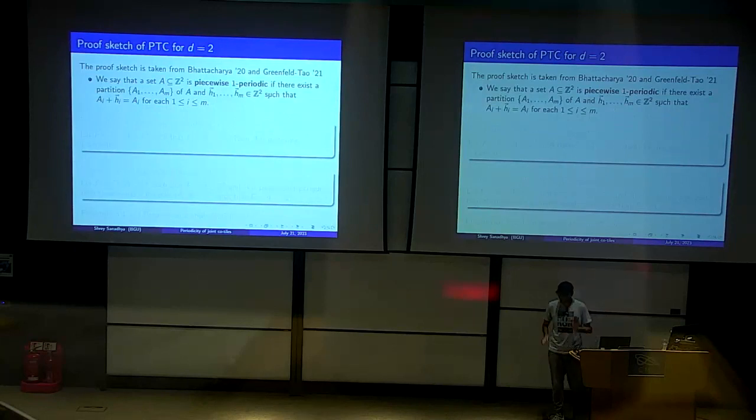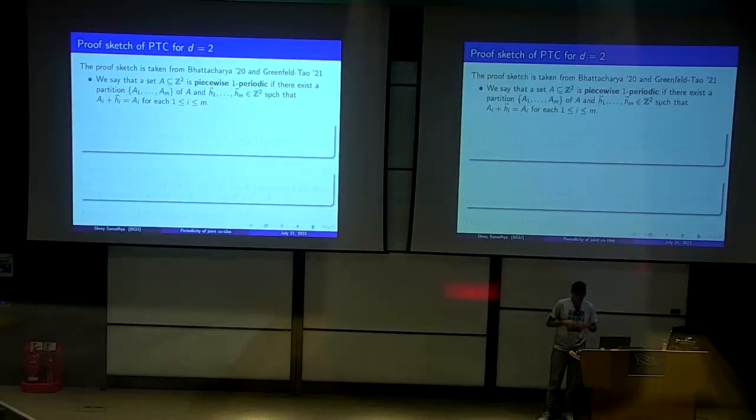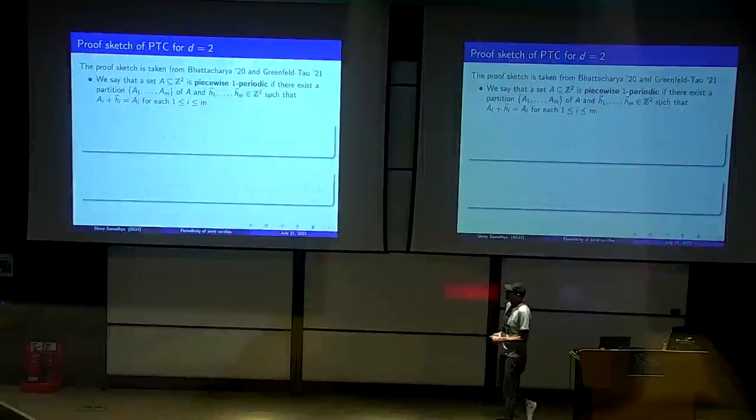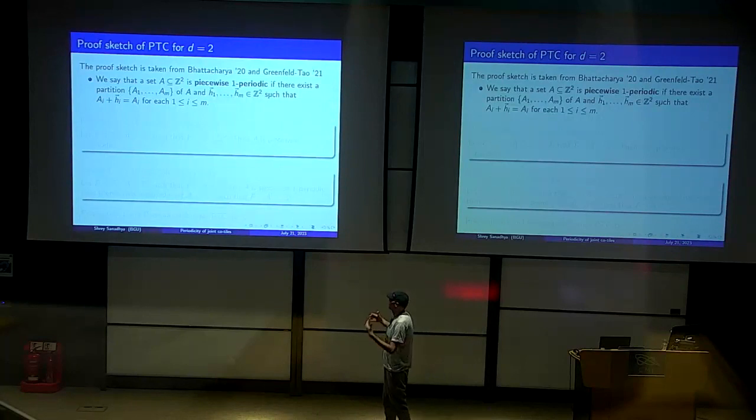I highly recommend both of these papers. These were the two papers that I really started with, and I learned a lot from them. So I will introduce one more notation, which is piecewise one periodic. What does that mean? It just means that a set A is piecewise one periodic if I can partition it into finitely many parts, and each of these parts is one periodic.